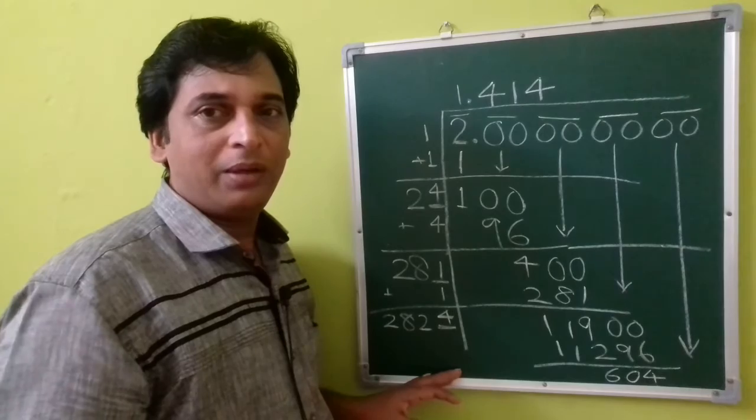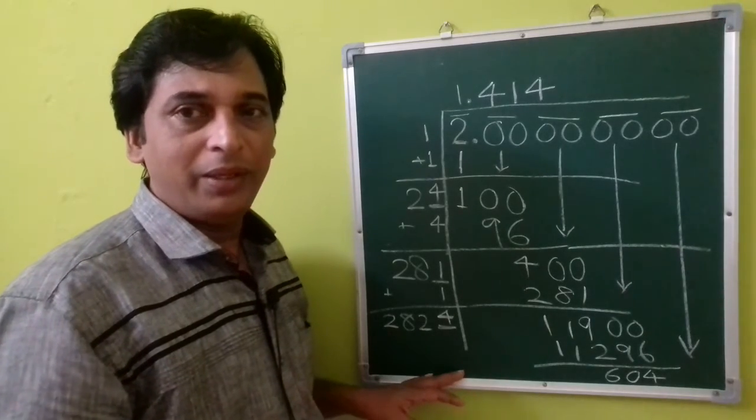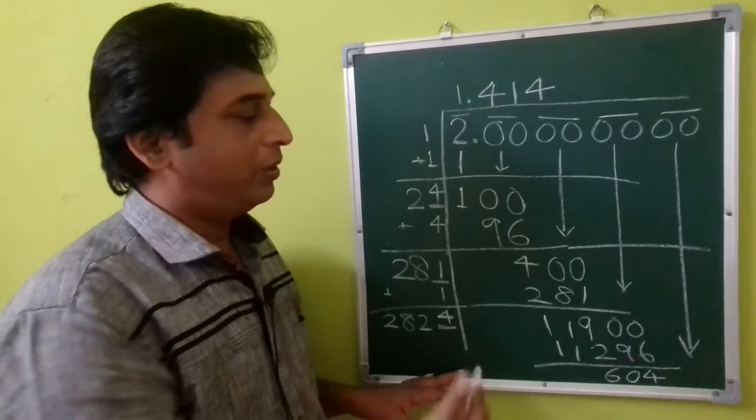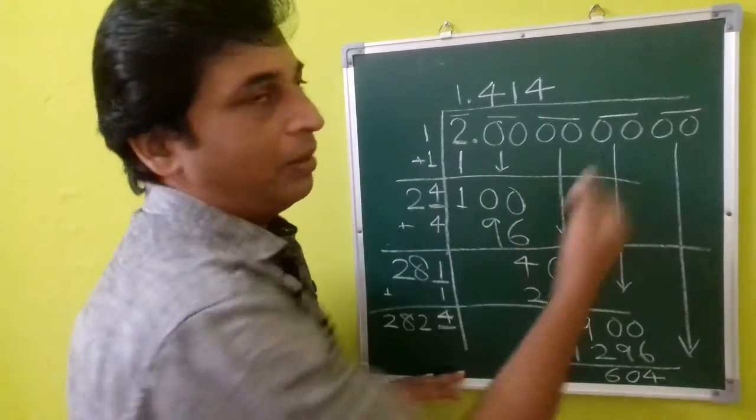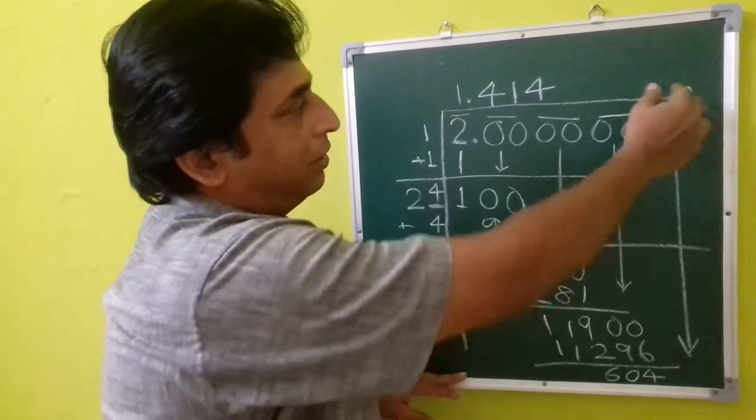Root 2 is an irrational number. The decimal expansion will be a non-terminating number. So you can continue to find more and more decimal places in this.